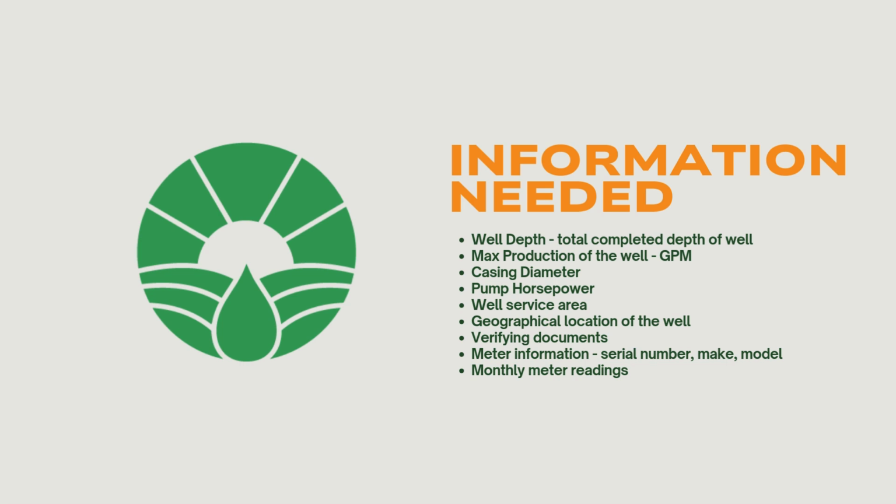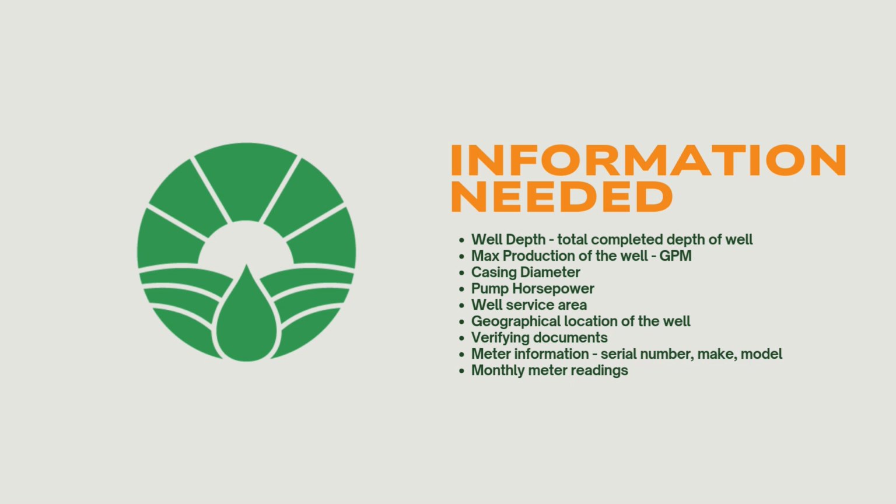To complete the registration process, you will need to gather specific details and information about your well and its operational capacities. First, you will need the total completed depth of the well. This is the full depth from the surface of the well to the very bottom. Next, the maximum production capacity of the well is required. This is measured in gallons per minute or GPM, and it is needed as it helps determine the well's impact on groundwater resources. The casing diameter and pump horsepower are also required to understand the well's construction and pumping capacity. You will also need to specify the well service area, detailing where the extracted water is being applied.